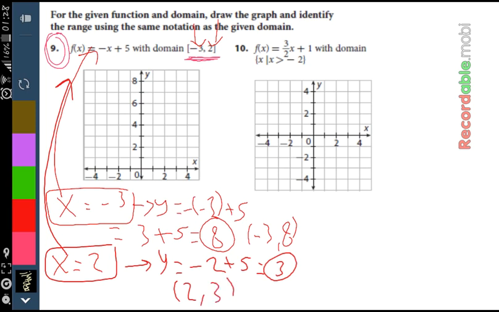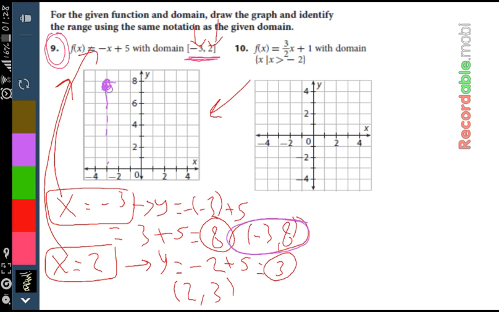Then the next step is to go and locate these points on the graph. First, this point is -3 and 8. So at x equals -3, I have to go up until I reach the value of 8. And I'm going to make a shaded circle here, because we said earlier that the value of x equals -3 is included inside the domain, so it has a shaded circle.